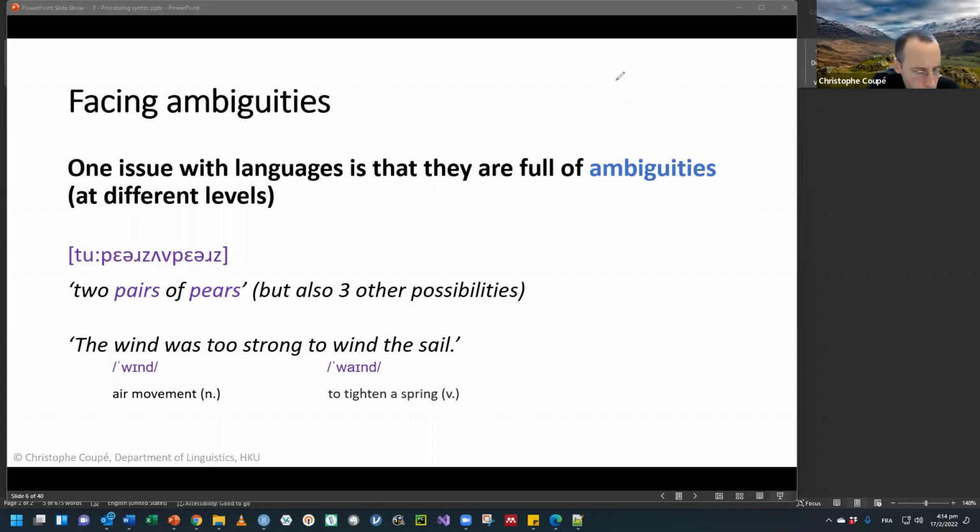Or you have the written sentence: The wind was too strong to wind the sail. You see here twice, you have the word which consists of the letters W-I-N-D. But the point is that actually here, I have a noun, the first one, the wind, and the other one is not pronounced "wind," it is pronounced "wind," and that's a verb.